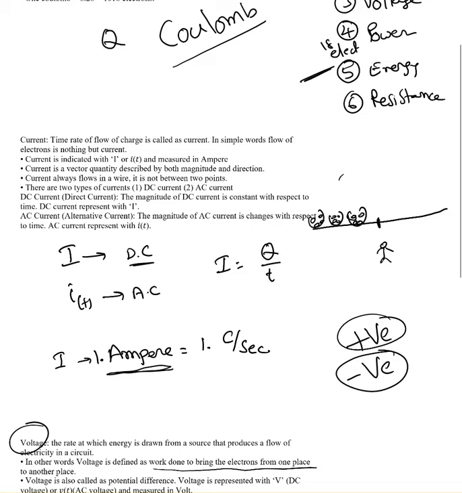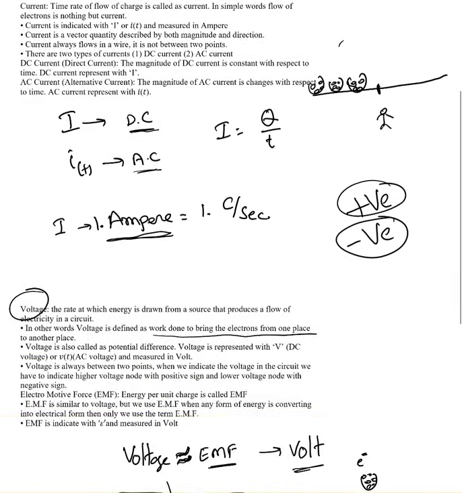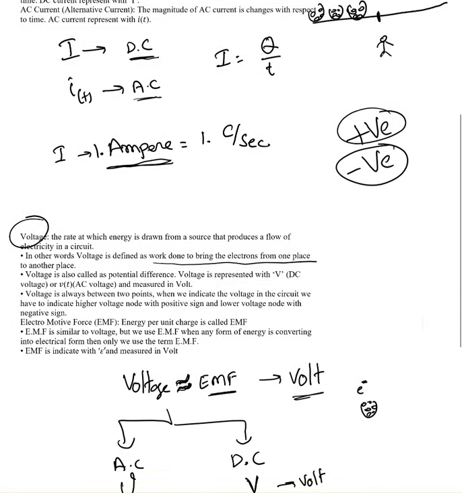There are two types of currents: AC current and DC current. DC quantities we always indicate with a capital letter I. AC quantities we always indicate with a small letter with suffix t, i of t, for AC current. Both AC and DC we always measure in ampere, not amperes.